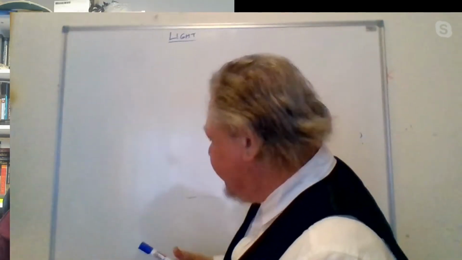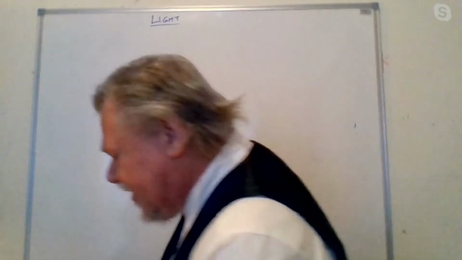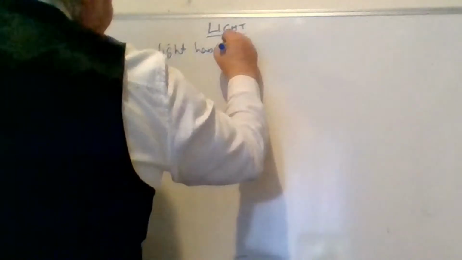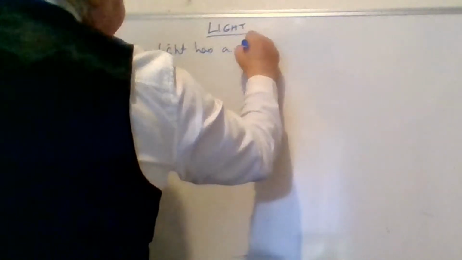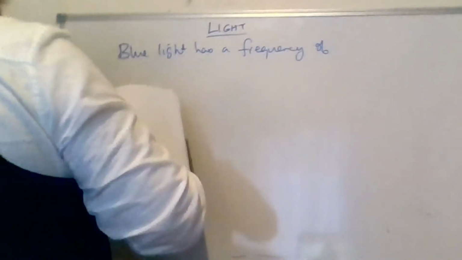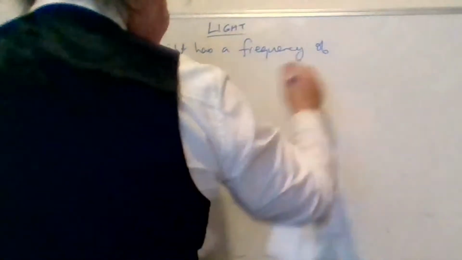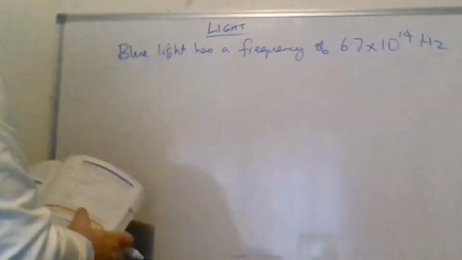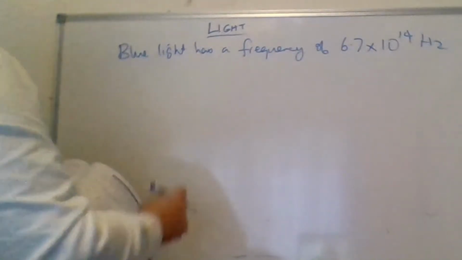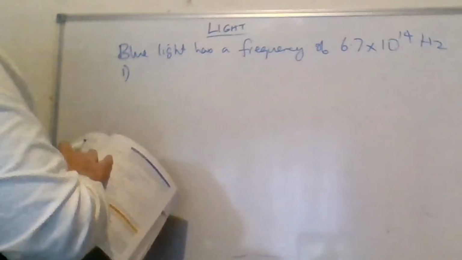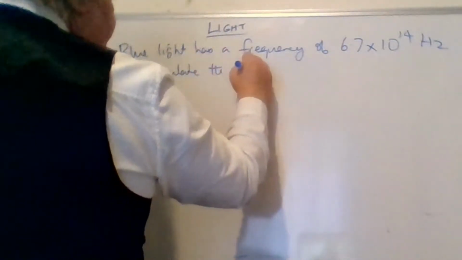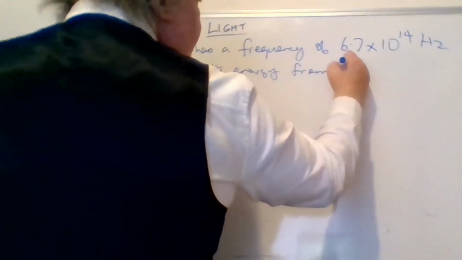Start with a statement that blue light has a frequency of 7 by 10 to the 14 hertz. So we'll have a look at that. Blue light has a frequency, and it's measured at 6.7 by 10 to the 14 hertz, which is pretty quick as things go. Then our first part is to calculate the energy associated with a bundle of this light. So calculate the energy from a bundle of this light.